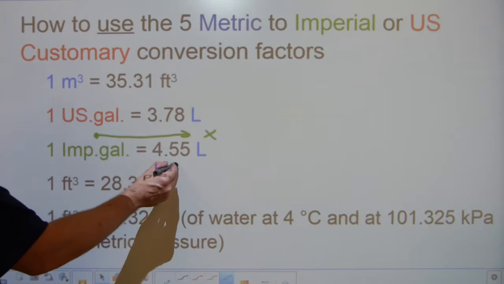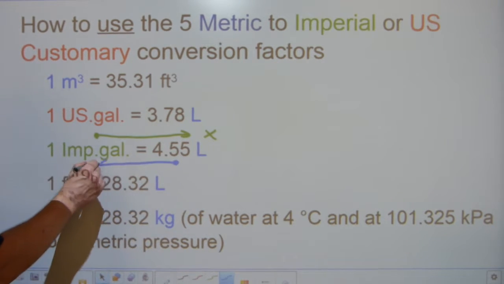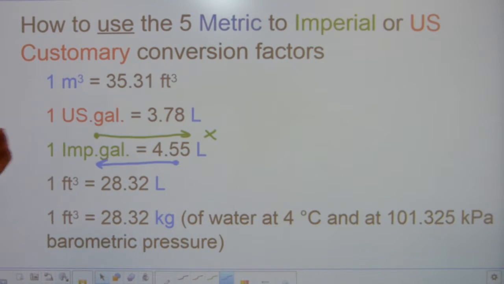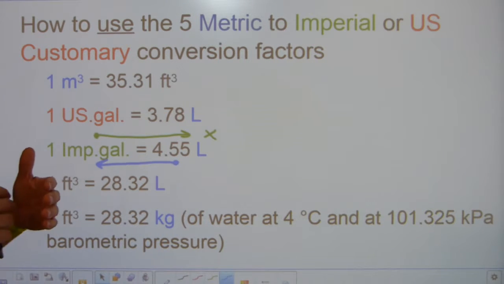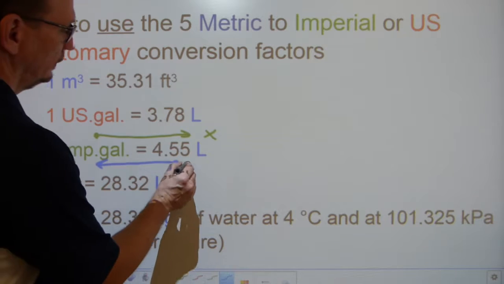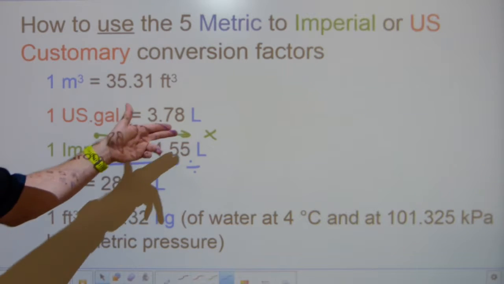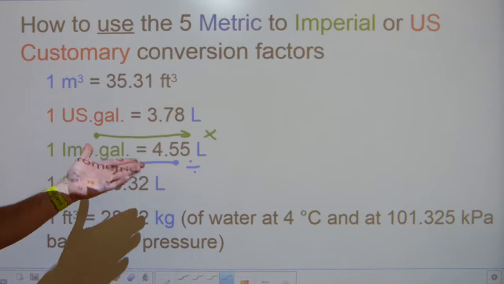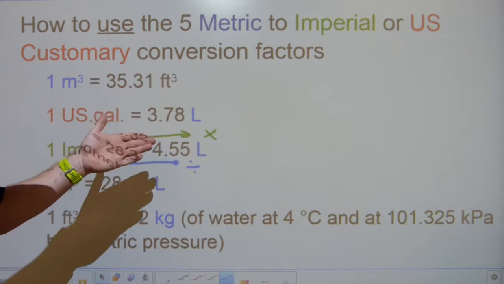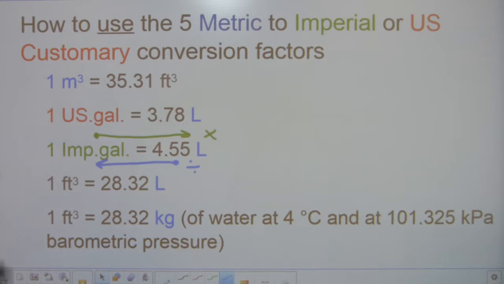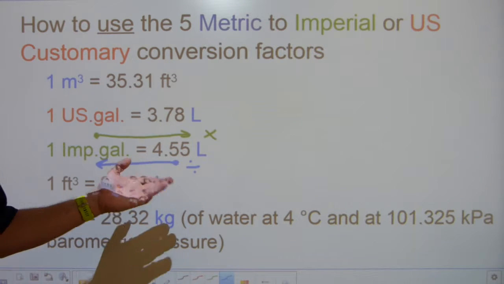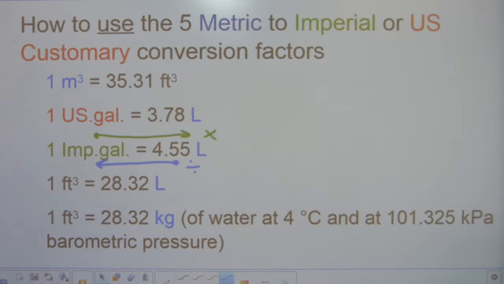If you start with liters and convert them to imperial gallons, you're going the opposite direction. To undo a multiplication, you need to divide. So directionality will tell you, the same conversion factor is used, but directionality will tell you whether you multiply by that conversion factor or you divide by that conversion factor. It's really important. So that's directionality, or you can visualize the problem as follows.